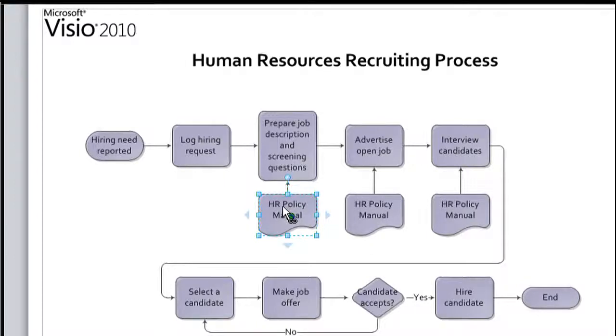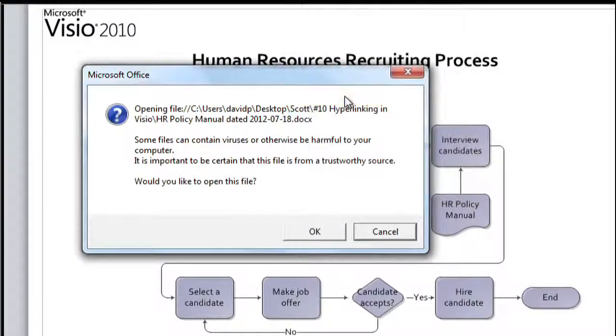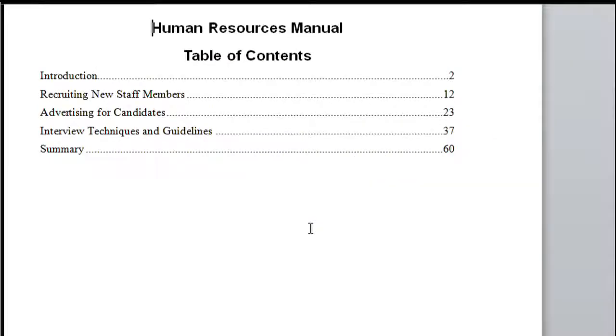Let's see whether it works. I can right-click and choose to follow the link, or I could Control-click on the object. I get a warning dialog. Visio is warning me that I'm leaving Visio, and is that okay? And I just said yes, it is. And lo and behold, our Word document opens.